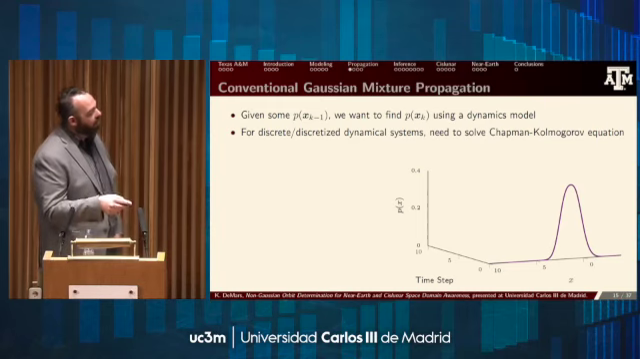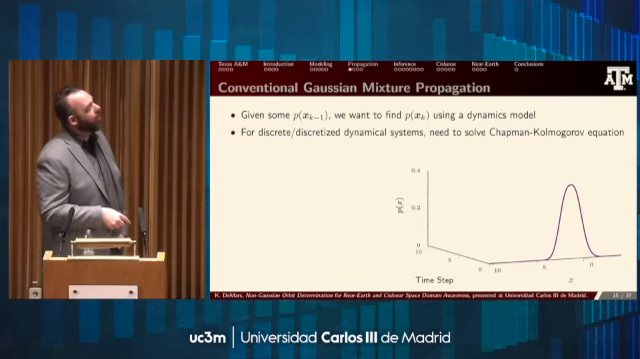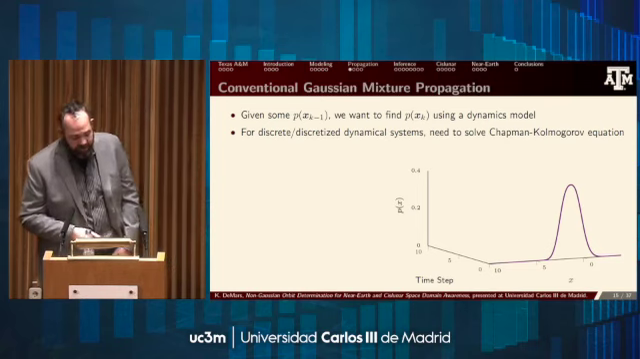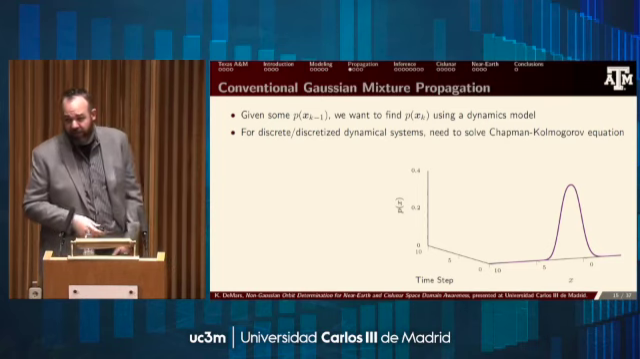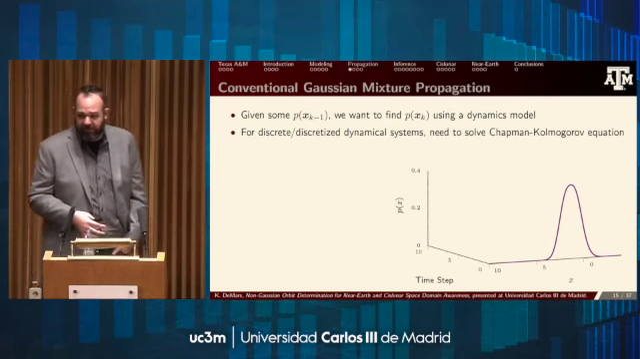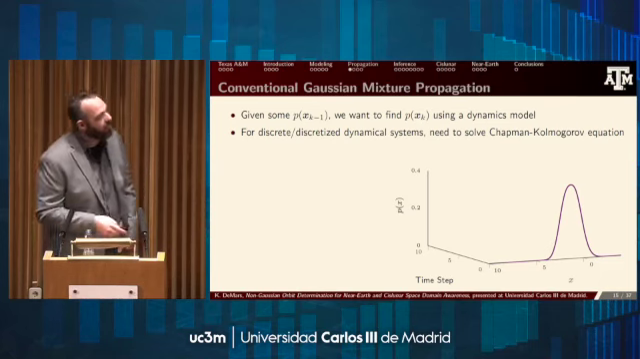So we have effectively this initial distribution at time 0, and we want to move it through time, right? If we have discretized dynamical systems, then this means that we need to solve the Chapman-Kolmogorov equation. If we have continuous time systems, we need to solve the Fokker-Planck equation. We're going to work in discrete time systems because that's complicated enough.